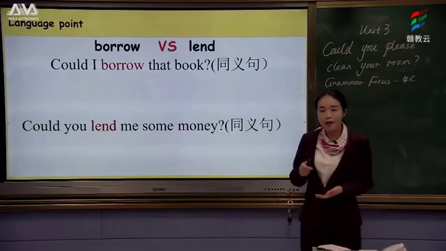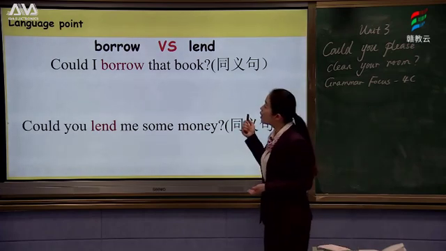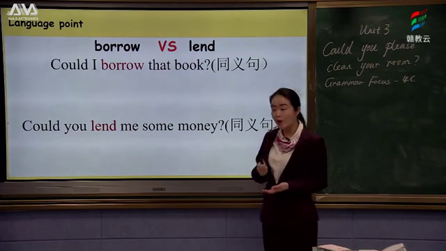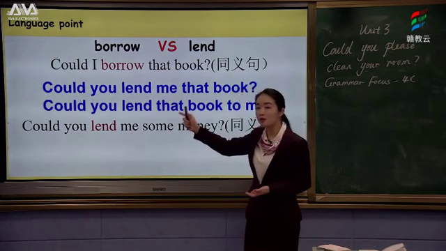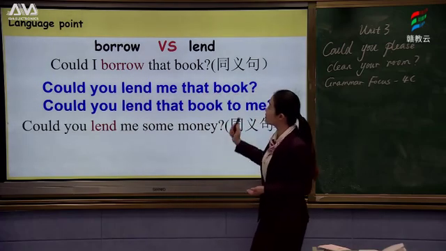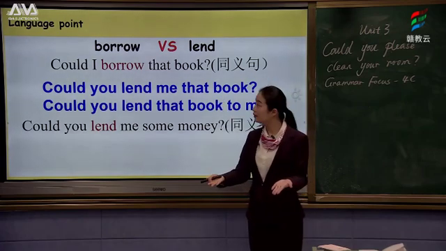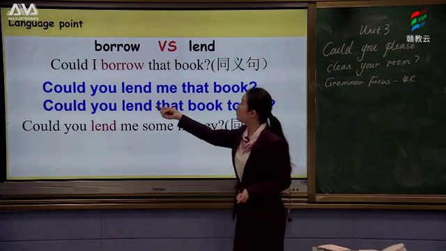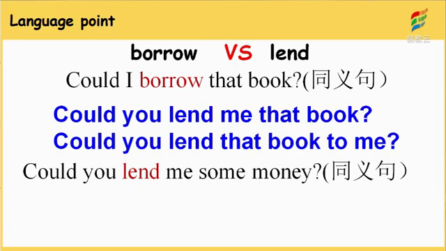Now, boys and girls, have you got the answer? Now, could I borrow that book? We can also say, could you? Now pay attention to the subject. 你可以 lend me that book? 把那本书借给我吗？ Or could you lend that book to me? Lend something to somebody or lend somebody something.